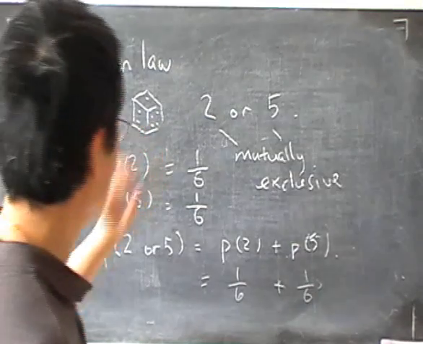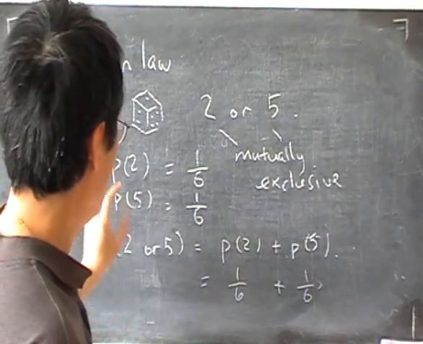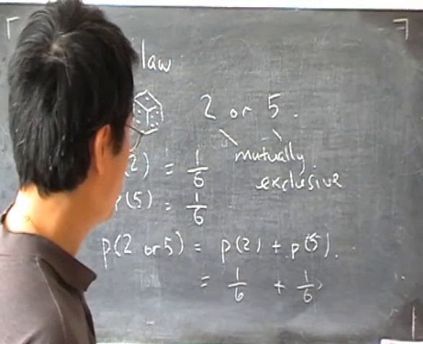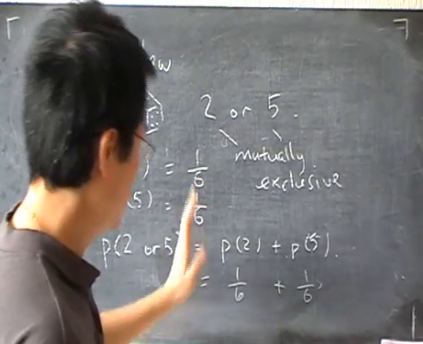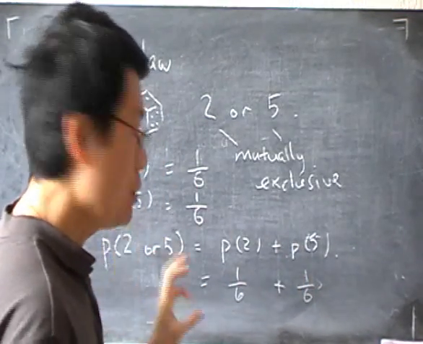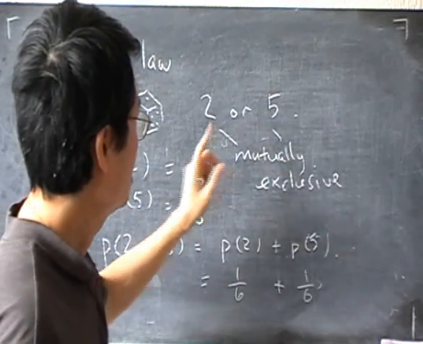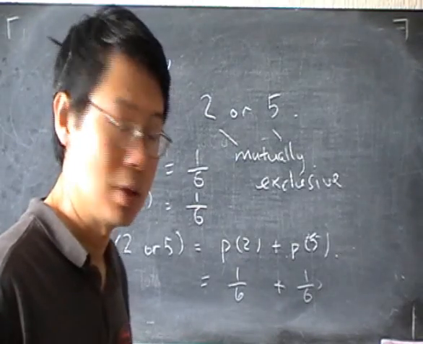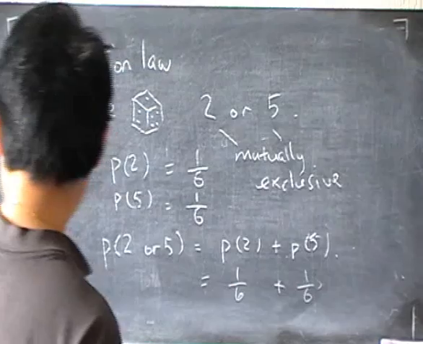So this is how to think about it. We can only use the addition law to find the probability of one event or the other event happening. We can only use this and simply add the probabilities if the two events are mutually exclusive. That means that they cannot happen at the same time.